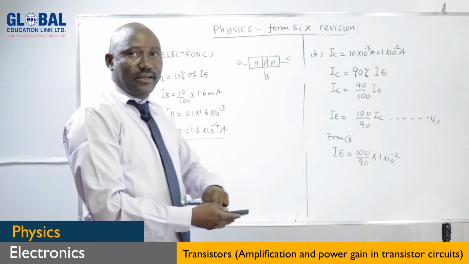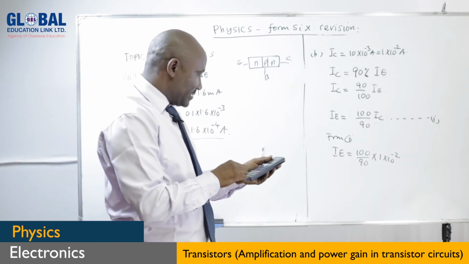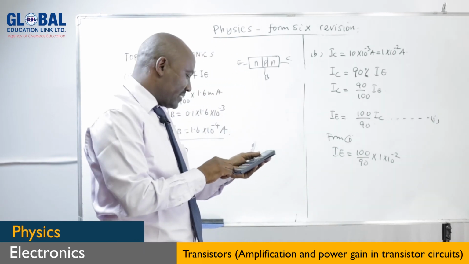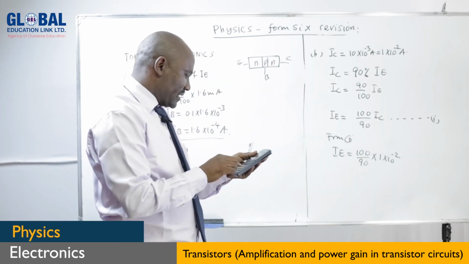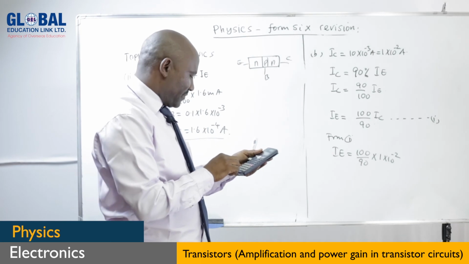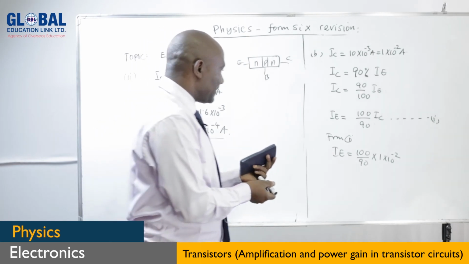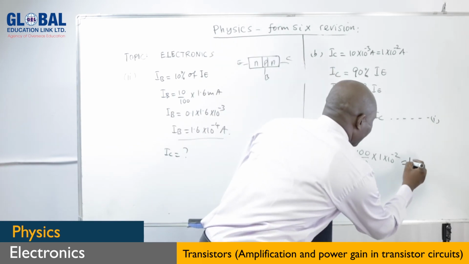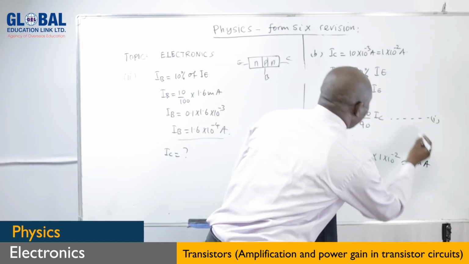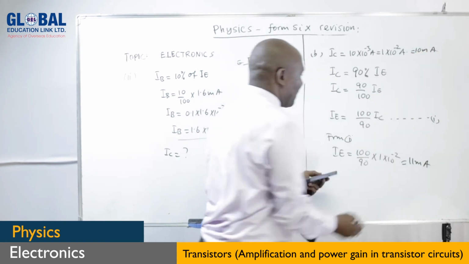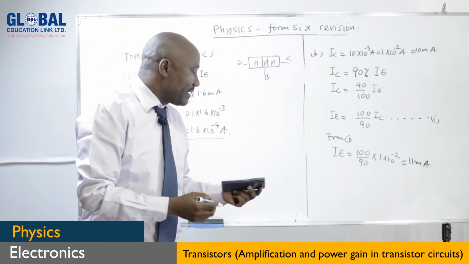So using your calculator, you can find that 100 over 90 is 10 over 9, 10 divided by 9 times 10 is giving us 11. This is giving us 11 milliampere. Of course, you base this as 10 milliampere. So it's 11 milliampere. That's IE.